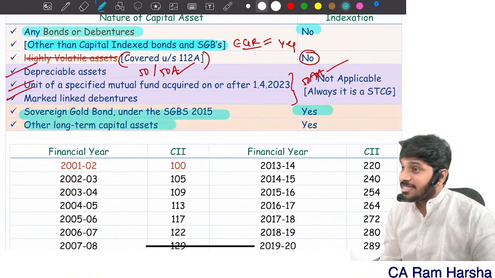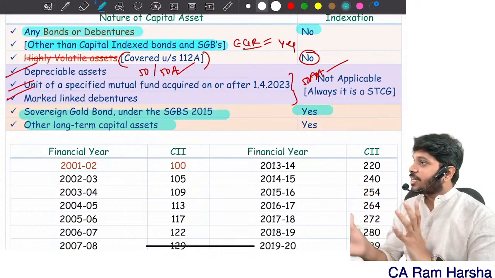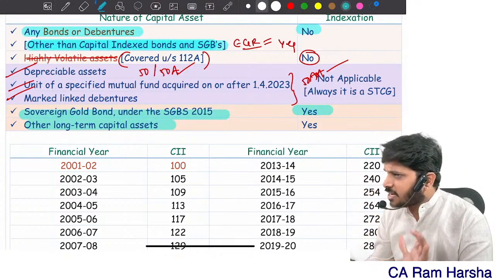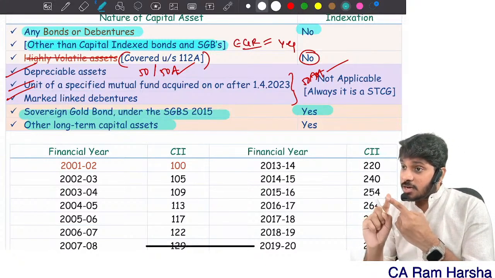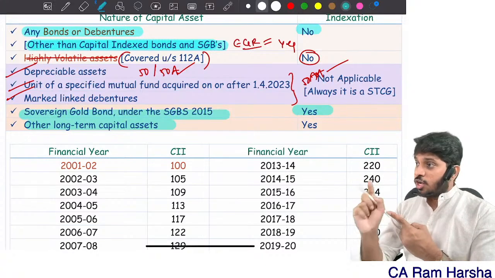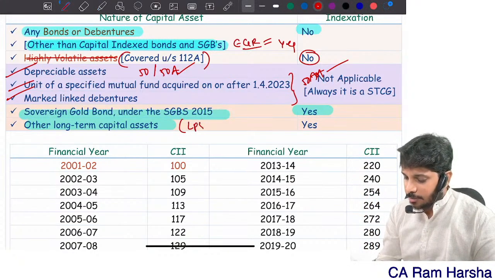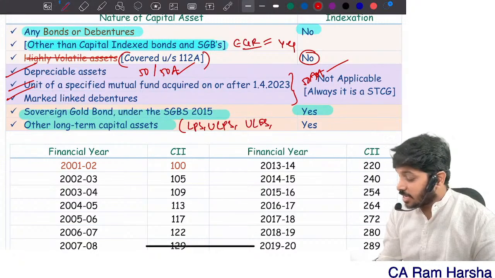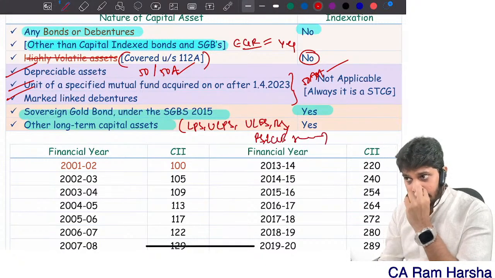Any other long-term capital asset like jewelry, land and building, archaeological collection, paintings, drawings, sculpture, and all other types of capital assets which are not depreciable assets, where the computation is not as per section 50 series, which is not a debenture, which is not a bond, they are eligible for indexation. For example, listed preference shares, unlisted preference shares, unlisted equity shares. Getting it? Whether you call bonus shares, whether you call right shares, whether it is land and building, whether it is jewelry, they are all eligible for indexation.